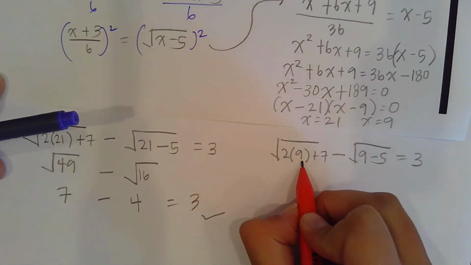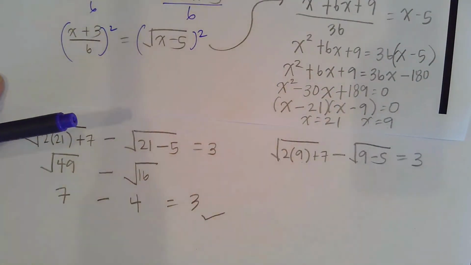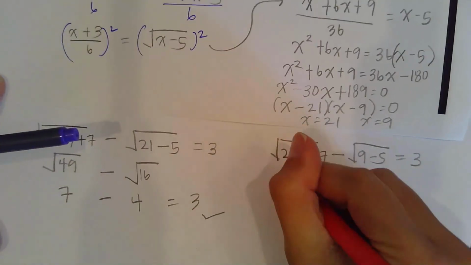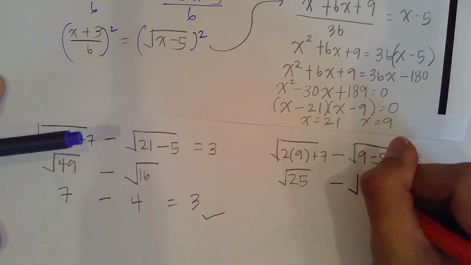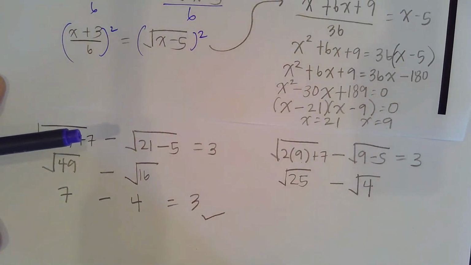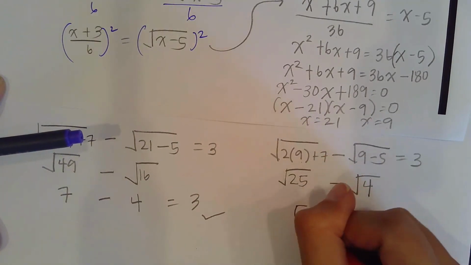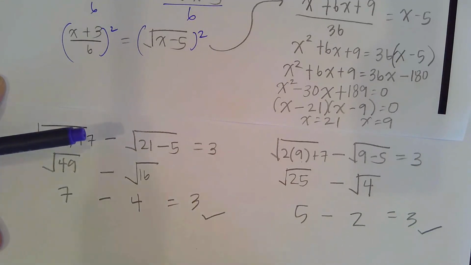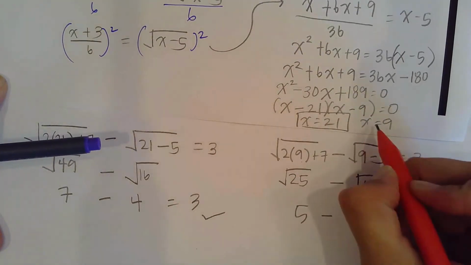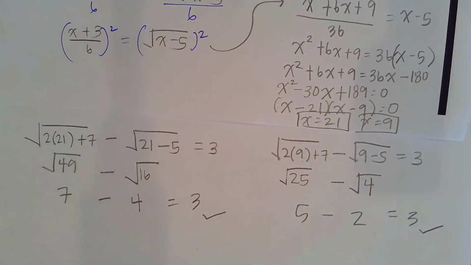About here, 18. So square root of 25, square root of 4. Right? So that's 5 minus 2, and that gives you 3 as well. So both the solutions work, thank goodness. Whew. Well, I was hoping to throw one of those out. Alright, so that's radical solutions.